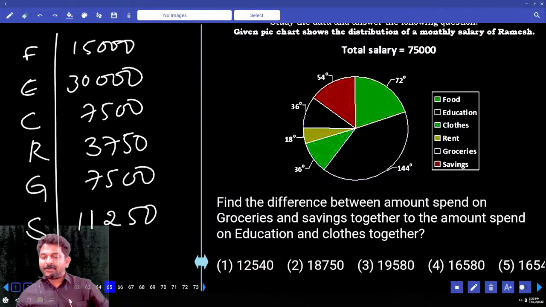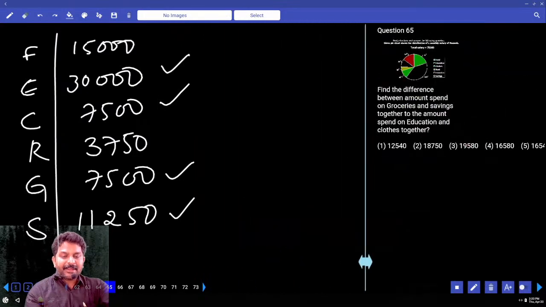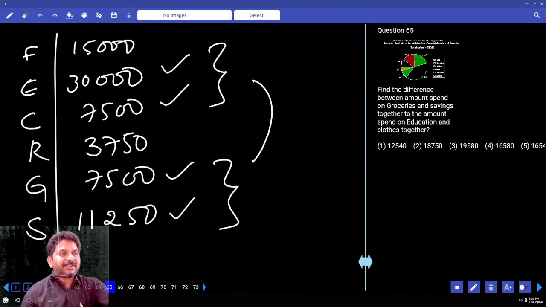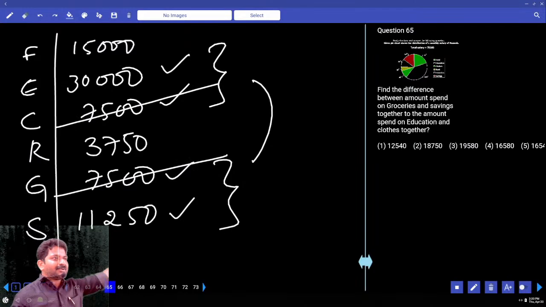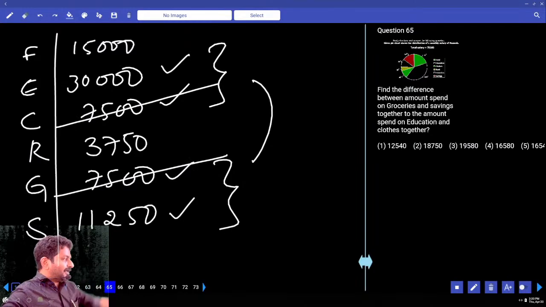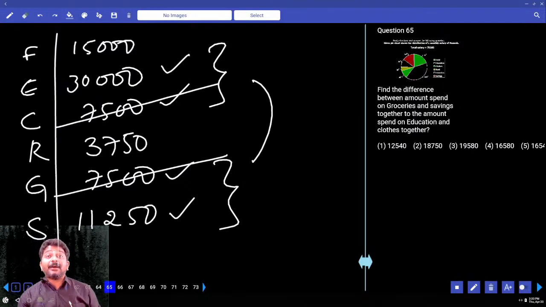Find the difference between the amount spent on groceries and savings together, and the amount spent on education and clothes. You know that you need to go for difference, right? You need to add these two numbers and again these two numbers, and for these two need to take 7,500. 7,500 is common, so I need not worry about it. Subtract 11,250 from 30,000. 18,750. Yes.